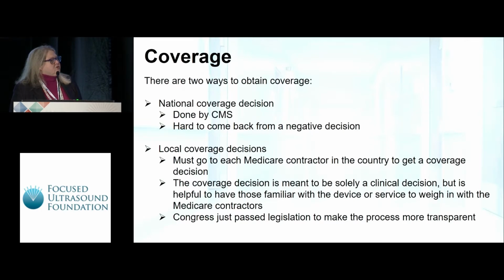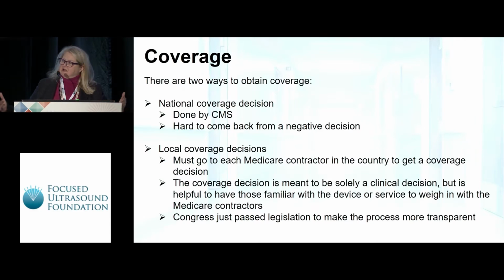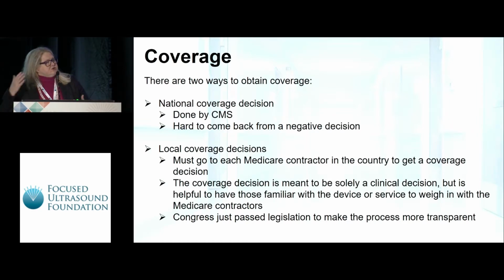The other way is through local coverage decisions. There are 6 or 7 entities known as MACs, Medicare contractors, and in order to do this, you have to go to each single MAC. And some people try to start with those that cover more territory. Some start with the smaller ones. Once you get one to say yes, it's usually easier to get more to say yes. The coverage decision is meant to be solely based on clinical data, and their interpretation of your data is sometimes interesting. It's always helpful if you have a way in to talk to some of their medical directors.